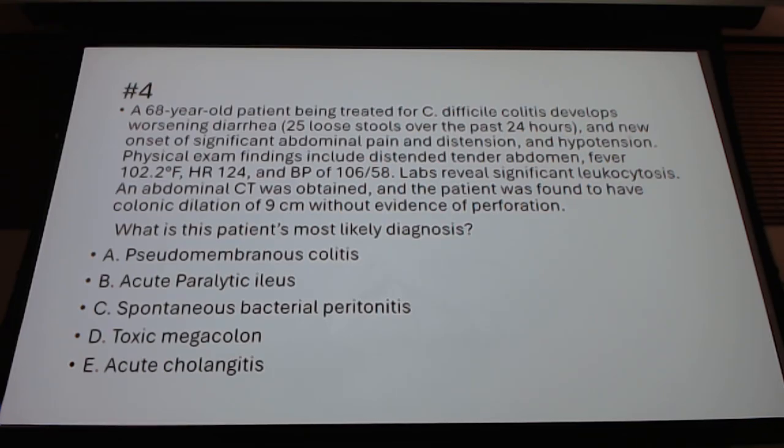So anything over 6 centimeters, concerning for toxic megacolon. We will talk about spontaneous bacterial peritonitis. That's a sad thing. We did talk about pseudomembranous colitis. But at 9 centimeters, we're past that pseudomembranous colitis, and we are in toxic megacolon lane. We will talk about acute bronchitis at some point.